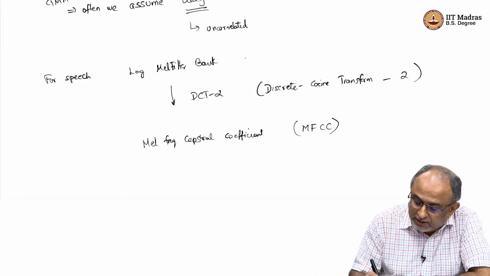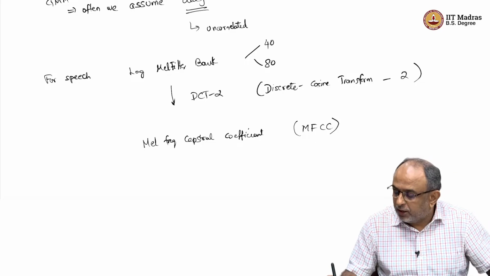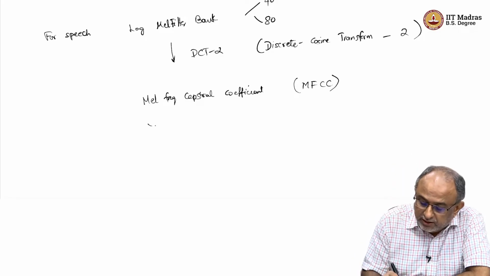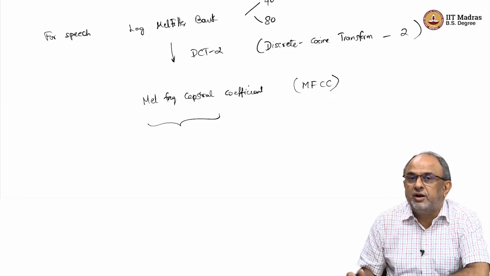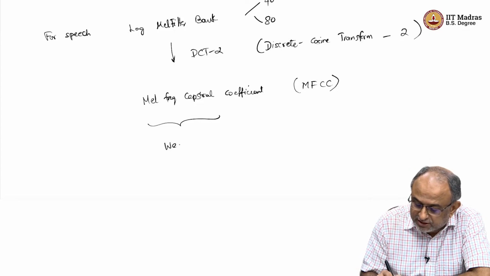Typically these are 40 or 80, if you remember. And in Mel-Frequency Cepstral coefficients, we are again retaining the low pass part of it. So, we retain only the first 13.